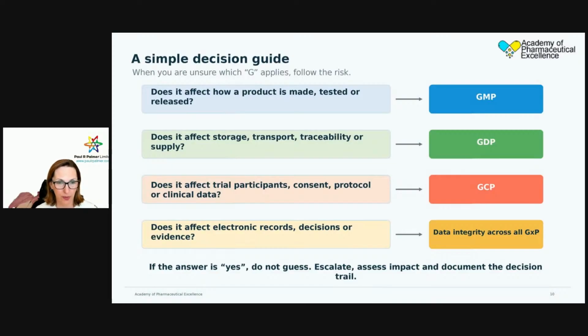The point of this guide is not to make everyone a specialist in every G part, but the main point is to help people recognize when a situation may involve one of the GXP impacts and when to bring in the right expertise.